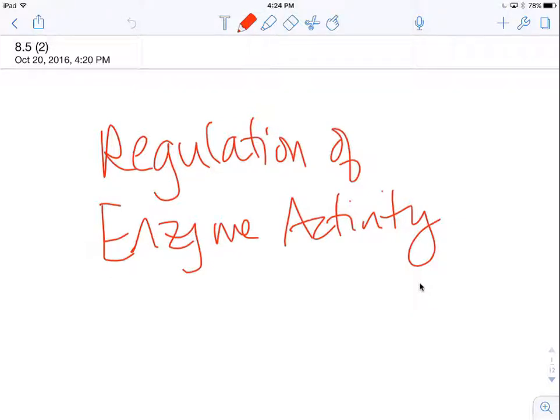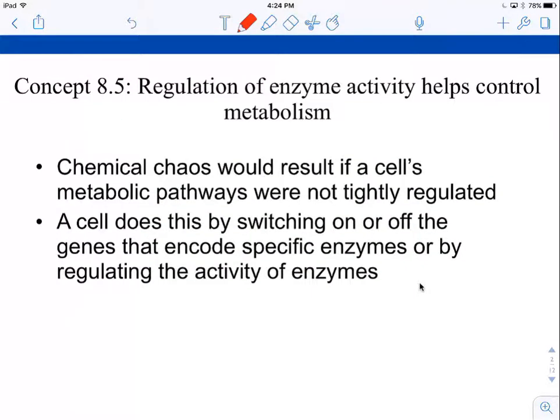All right, in our last screencast for Chapter 8, we're going to look more closely at regulation of enzyme activity. It is super important to regulate enzyme activity. This helps control your metabolism. And again, basically, chemical chaos would result if a cell's metabolic pathways were not very tightly regulated.